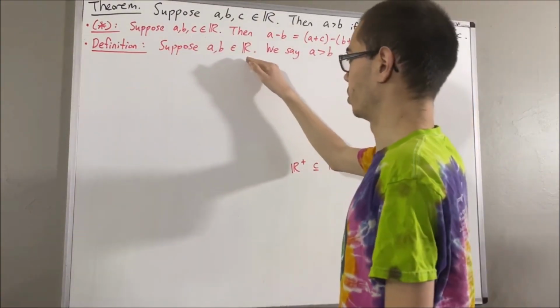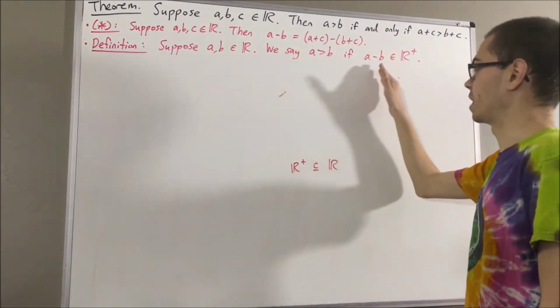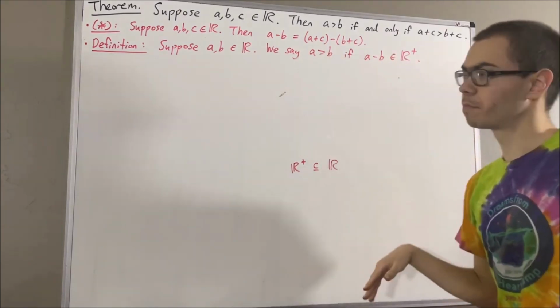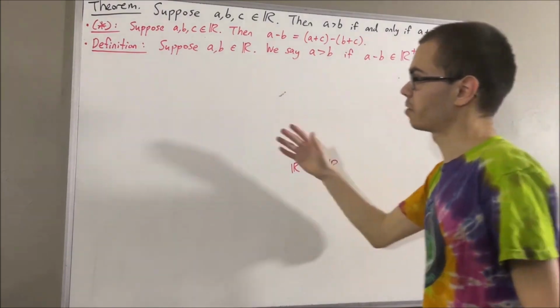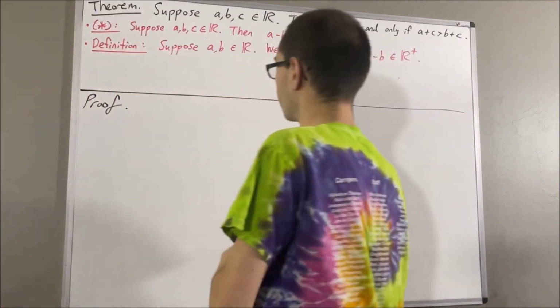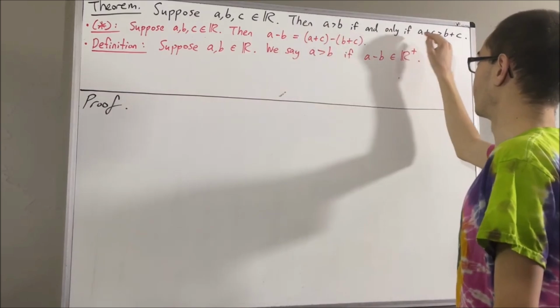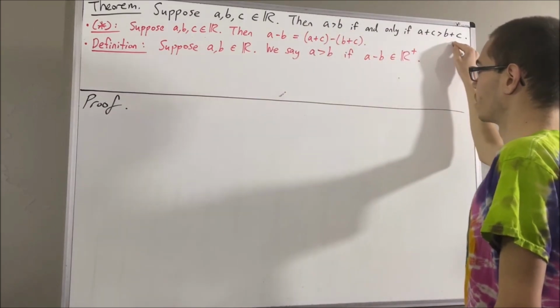Suppose A and B are real numbers. We say A is greater than B if A minus B is a positive real number. Okay, so now let's get into proving this theorem. Now our whole goal is to prove A is greater than B if and only if A plus C is greater than B plus C.